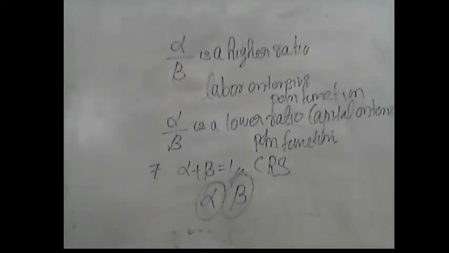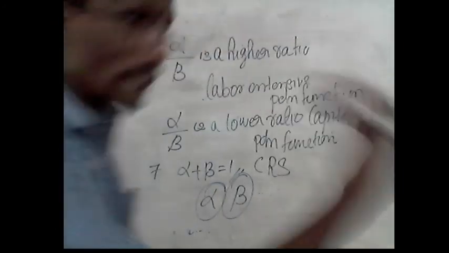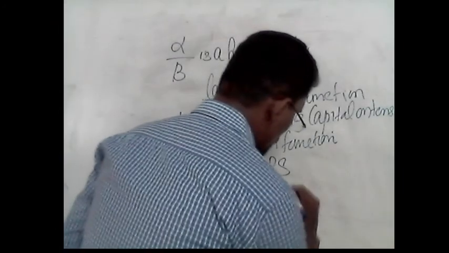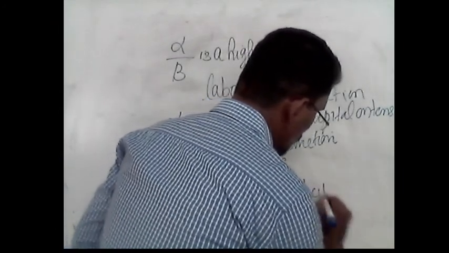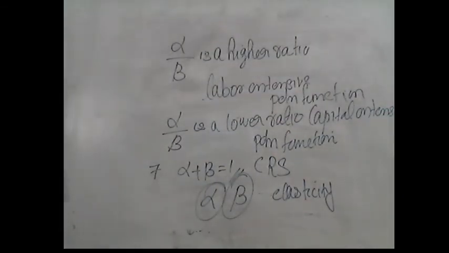And third one is that it is helpful to compute the elasticity values for the intersectoral comparisons too. This can be used to compare the elasticity value of different sectors. That is the third importance of this Cobb-Douglas production function.